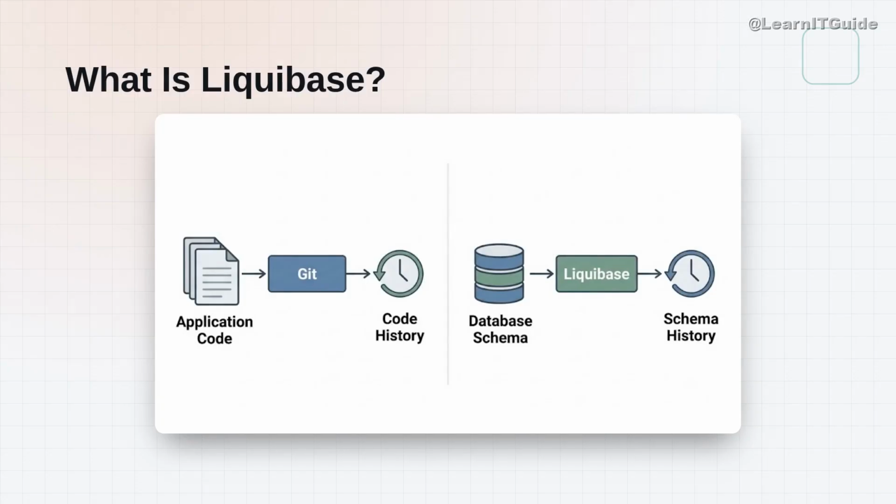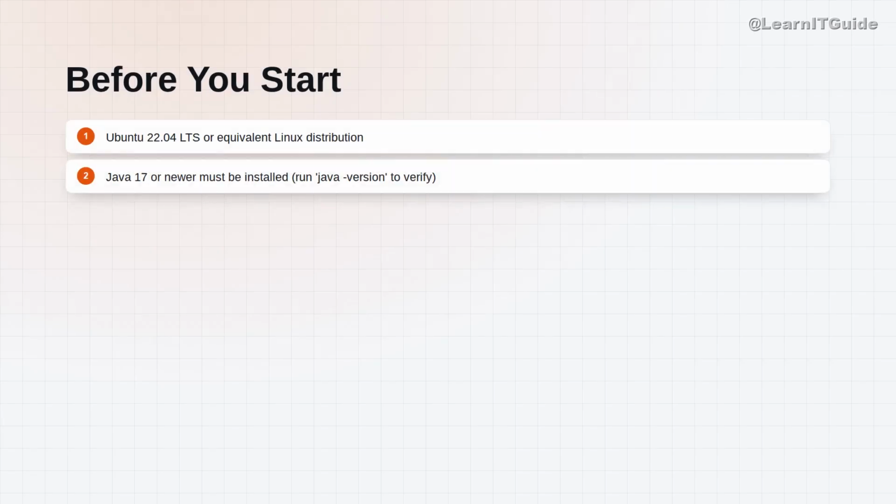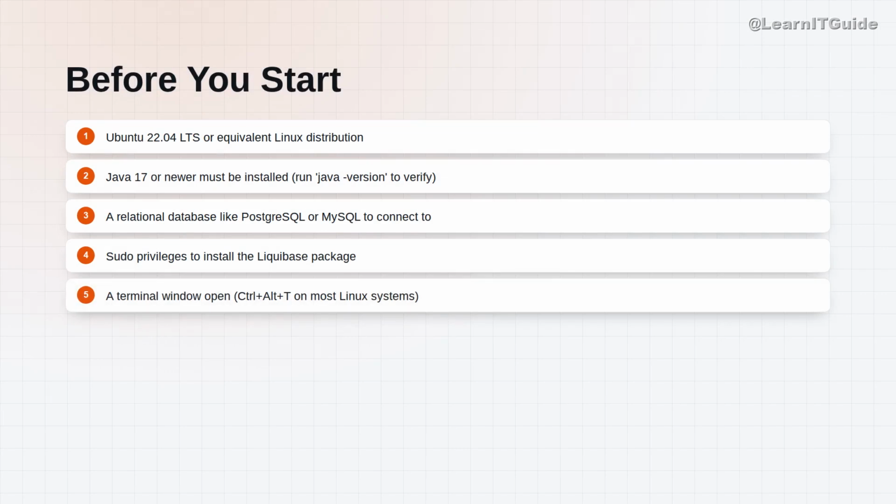So what is Liquibase really? Think of Liquibase like Git, but specifically for your database. Just as Git tracks changes to your application code over time, Liquibase tracks every change to your database schema. If Git is your time machine for code, Liquibase is your time machine for your data structures. It prevents the problem of everyone running their own scripts by creating a single source of truth that every environment must follow.